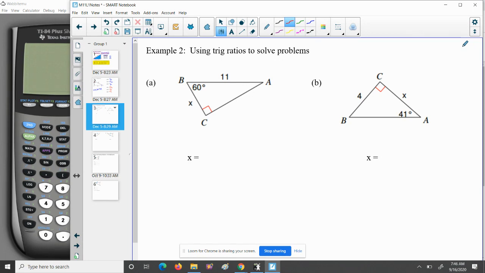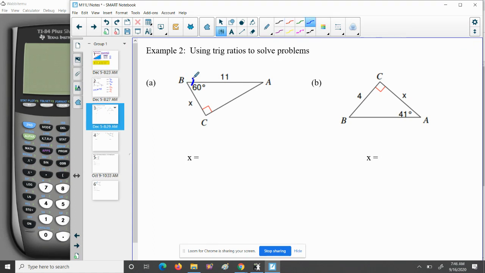to show you this with one of the special right triangles so that you can see that trig works as well, okay? And trig will work with every right triangle, okay? Your special right triangle rules only work for 45, 45, 90, or 30, 60, 90, whereas trig works with any right triangle. So let's take a look at this one.